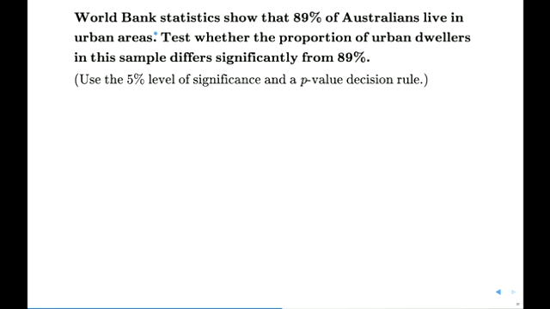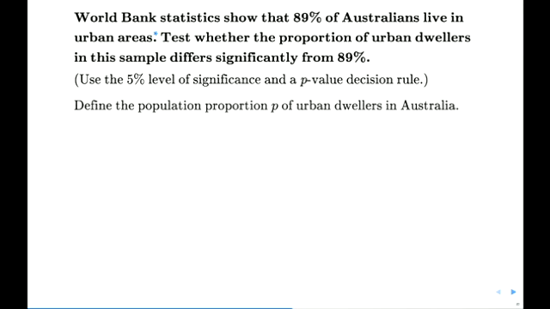Test whether the proportion of people who live in the city, the proportion of urban dwellers, differs significantly from this population proportion of 89%. Now, there's a reason we might want to do this, which we'll get to after we've done the test, but for the time being, let's just do the test. So now we're talking about testing a proportion. And the word proportion is explicitly in the question in this case.